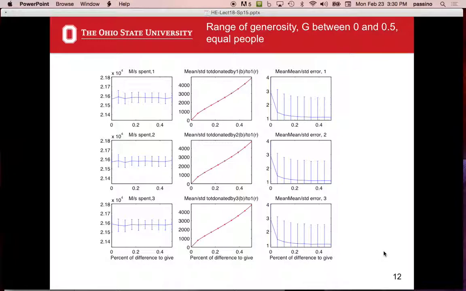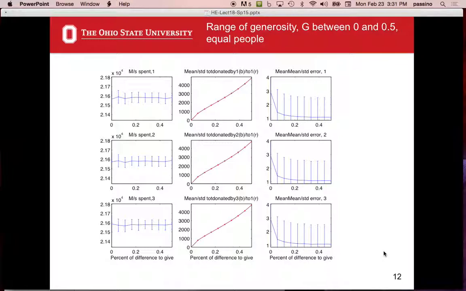It's pretty easy, actually. So you see that as I increase G in that upper left plot, my spending on myself for person one basically stays the same, which is interesting in its own right. It confirms that you're not hurting yourself by giving money to others, okay? And the reason for that is because I'm getting as much donated to me as I'm donating to others, okay? And then for person two and three, it's the same thing. In other words, their spending isn't hurt by their generosity.